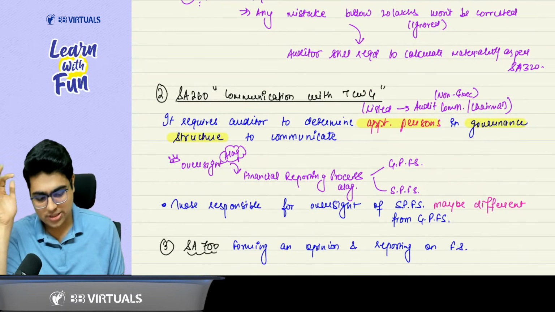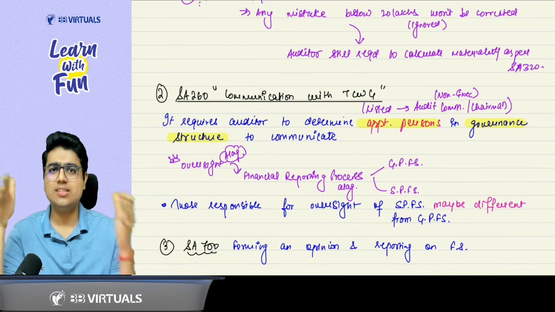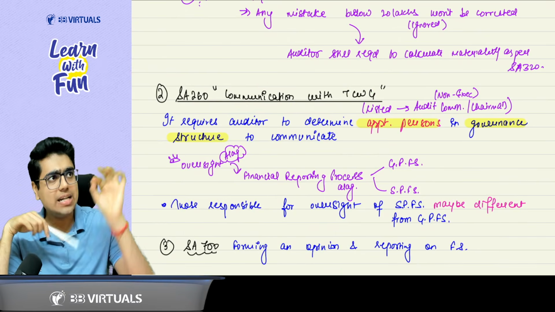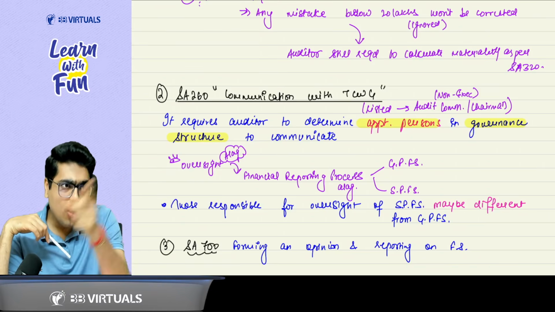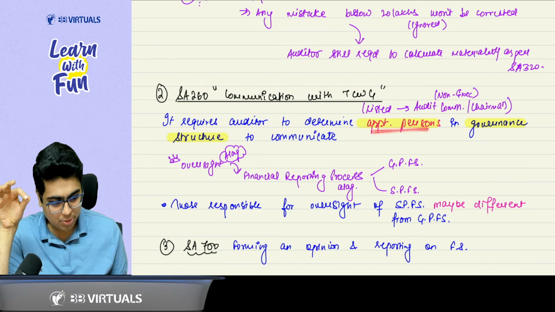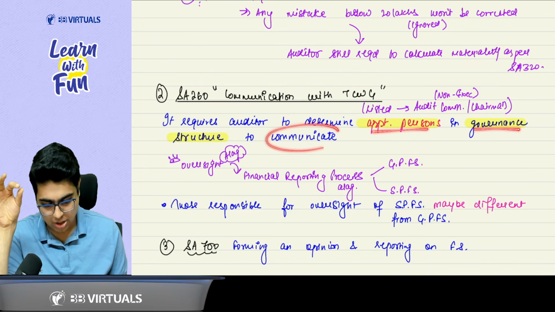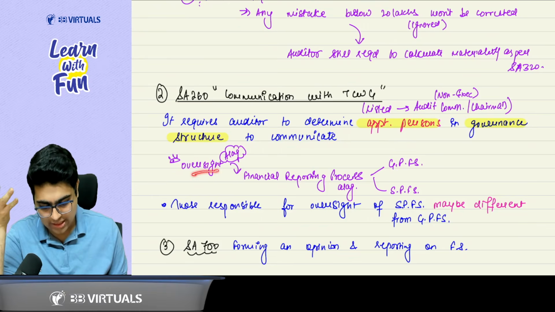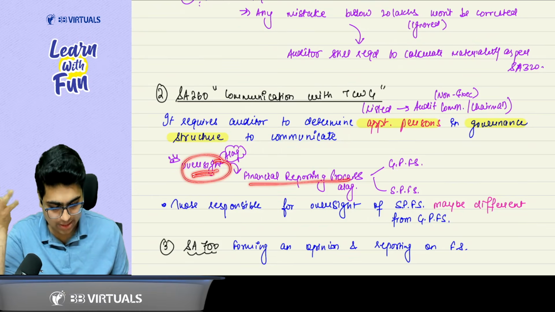Sir, what does SA 260 talk about? Communication with TCWG. This is something that you already know. That as per SA 260, you need to identify who are the persons with whom you need to communicate. So identify the appropriate persons in the governance structure to communicate. Now, what was the work of TCWG? Oversight of the financial reporting process.